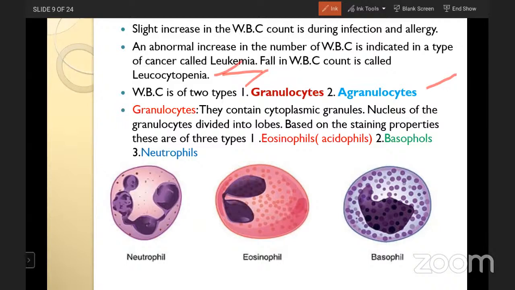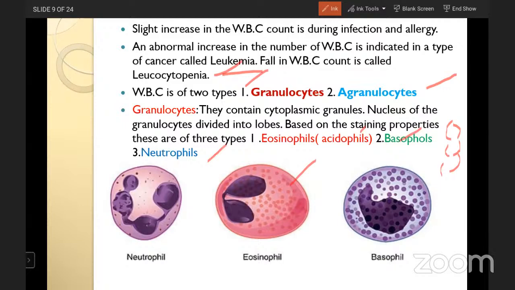The nucleus of the granulocytes is divided into lobes. Here you are able to see a granule-like structure, and usually in the case of granulocytes, the nucleus is divided into lobes. The nucleus is divided into lobes, and based on the staining properties, how they capture the stain, we group them into three types: eosinophils or acidophils, basophils, and neutrophils.